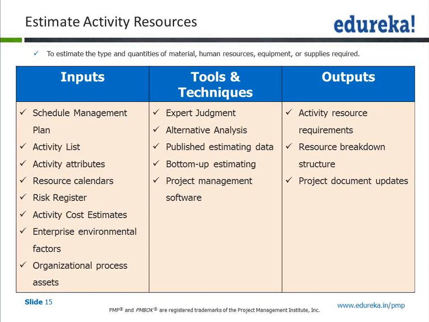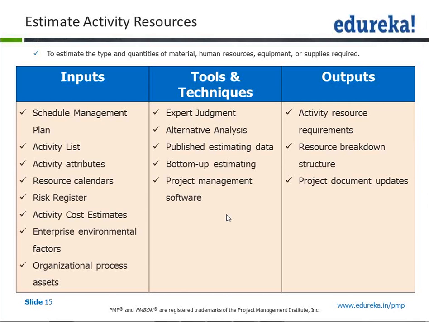So schedule management plan, activity list, attributes, resource calendar, risk register, activity cost estimate, EF and OPA are your inputs. Tools and techniques: expert judgment, alternative analysis, published estimating data, bottom-up estimating, project management software. These are your tools and techniques. And what is the output of this? Output of this is the activity resource requirement. So through this you know that from which date to which date you need which specific resource and for how long, resource breakdown structure and the project document update.